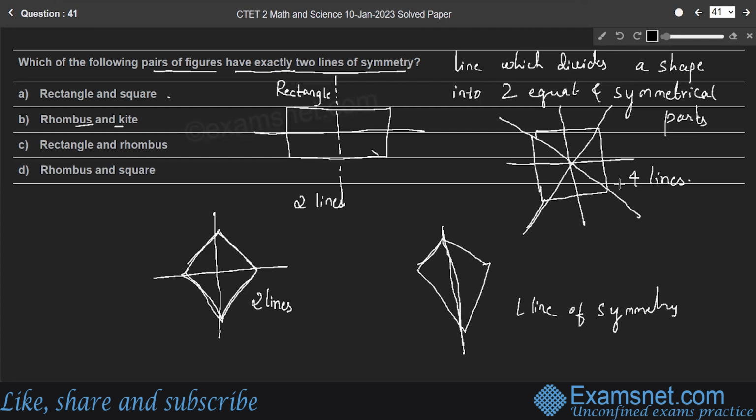Therefore, here rectangle and rhombus, these two shapes have 2 lines of symmetry, whereas a square has 4 lines of symmetry and kite has only one line of symmetry, right? Therefore, according to the question, the pair of figures which have exactly 2 lines of symmetry are rectangle and rhombus. Option C is the right answer.